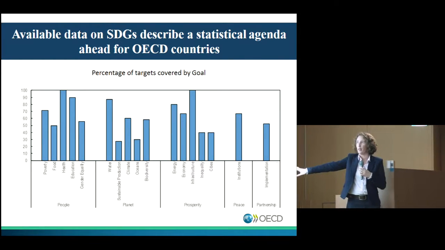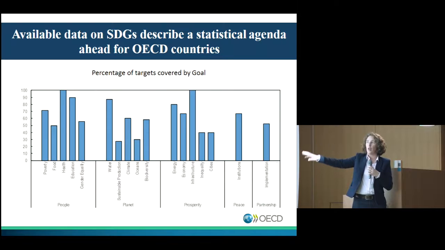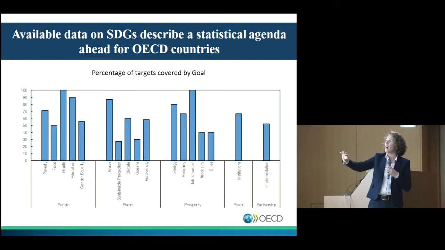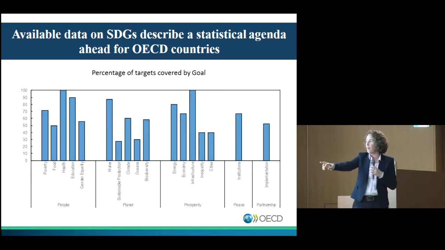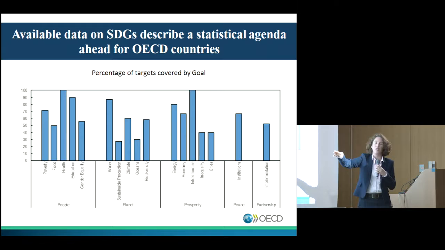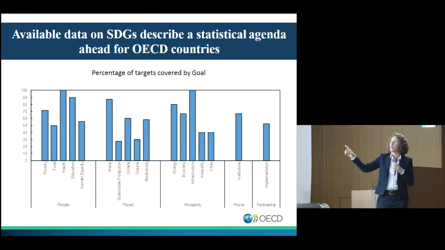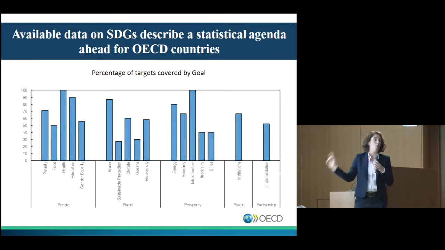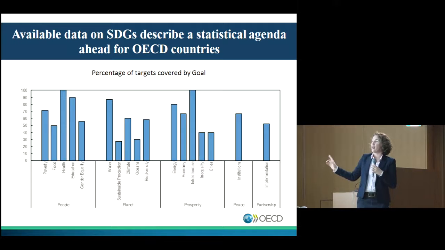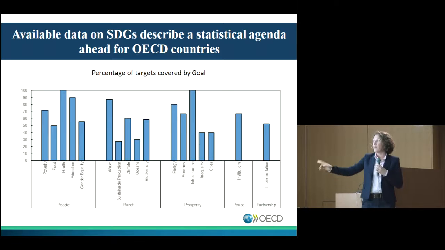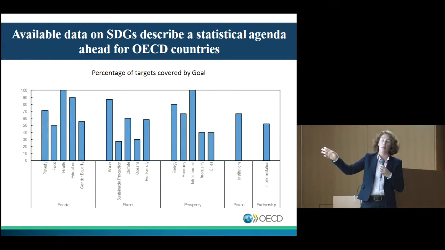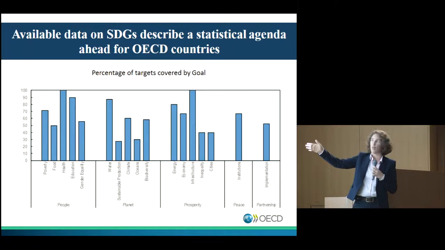So this again is taken from our update, which will be published next year. So the figures might change slightly, but altogether you can see that across the 17 goals, there's a very different level of data availability for each of the goals. This is just looking at, for each target, is there at least one indicator to measure that target? A lot of times there's more than one indicator necessary according to the global list, but at least one indicator, and then how many targets in each goal are covered by at least one indicator.